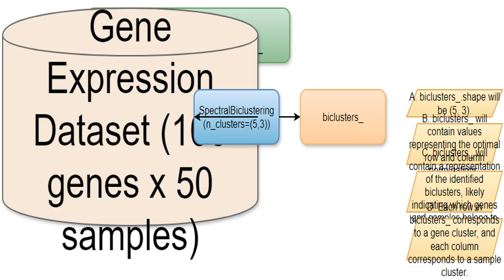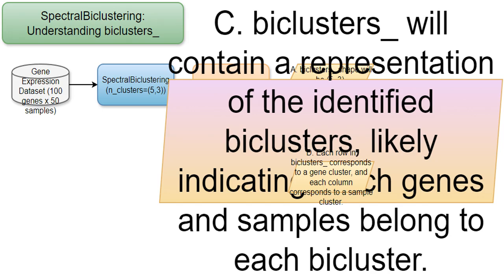SpectralBiclustering algorithm and I tell it to find 5 gene clusters and 3 sample clusters. It's like telling a detective to find 5 gangs of genes and 3 groups of samples that are acting suspiciously similar. This statement is correct.